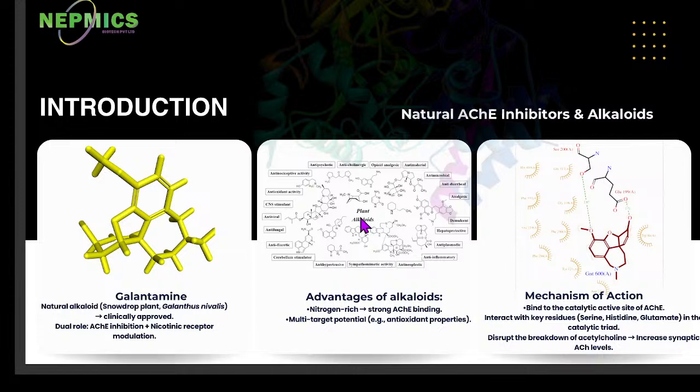Apart from that, there are a lot of alkaloid molecules, and alkaloids, as we all know, are nitrogen containing compounds, or nitrogen rich biomolecules. Because of these nitrogen containing molecules, they can strongly bind to acetylcholinesterase active site residues. So alkaloids are very important in neurodegeneration. And the next thing is that alkaloids have a broad spectrum of properties.